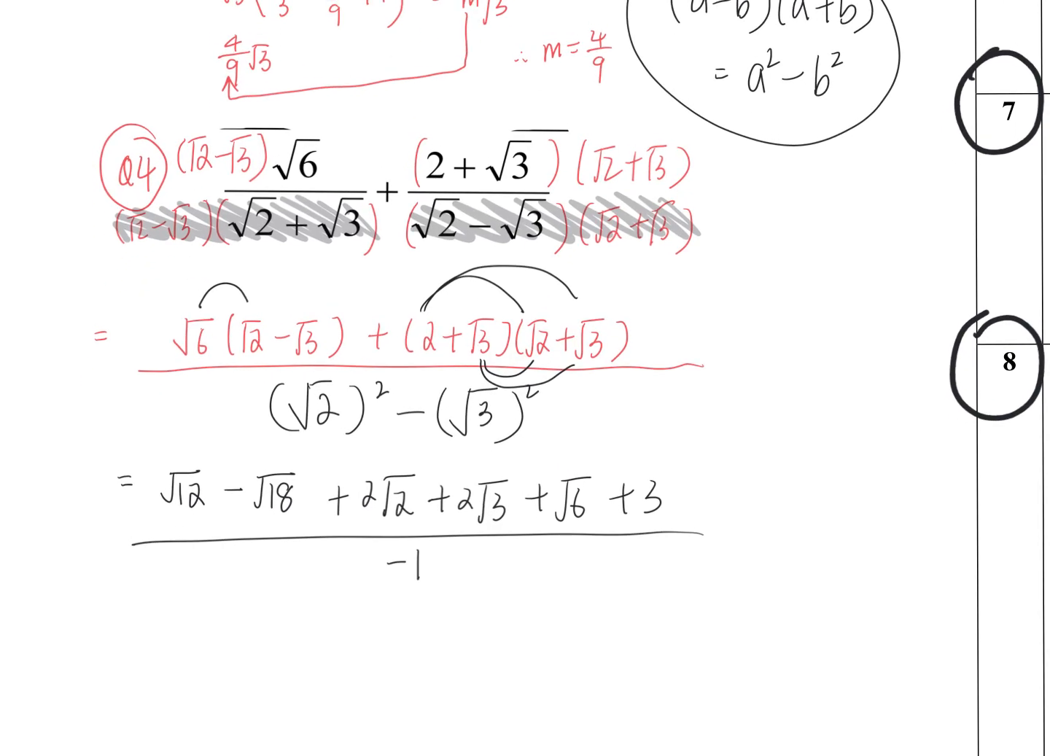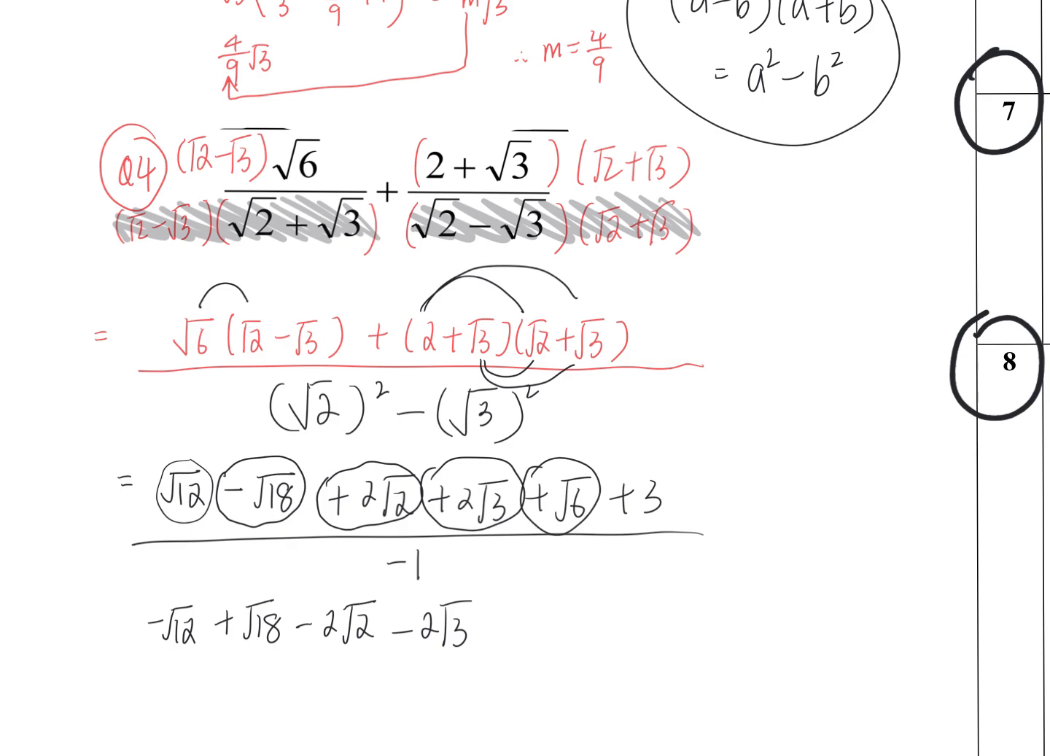Okay? When you divide by negative, you reverse all the signs that you have above. So this one divided by negative becomes negative root 12. This one becomes positive. This one becomes negative. This one becomes negative, negative, negative. And then your negative one disappears.